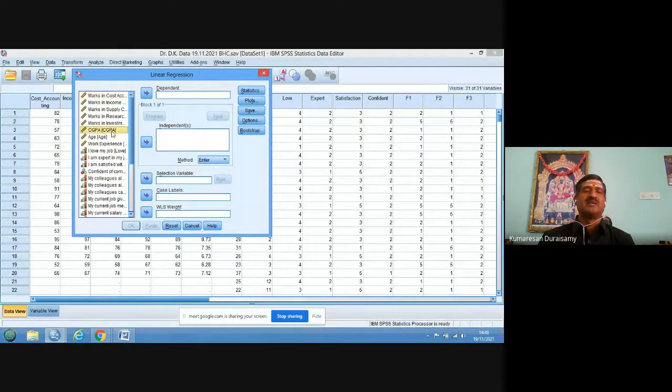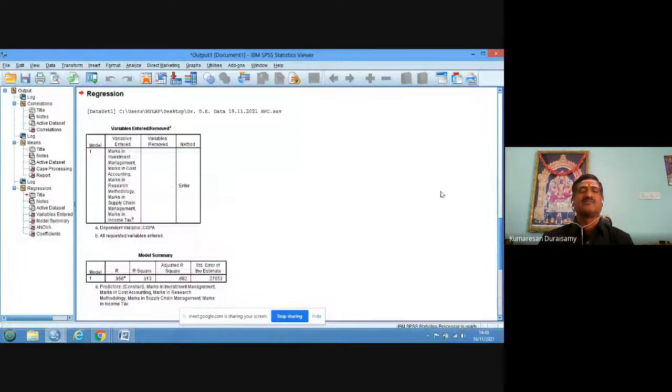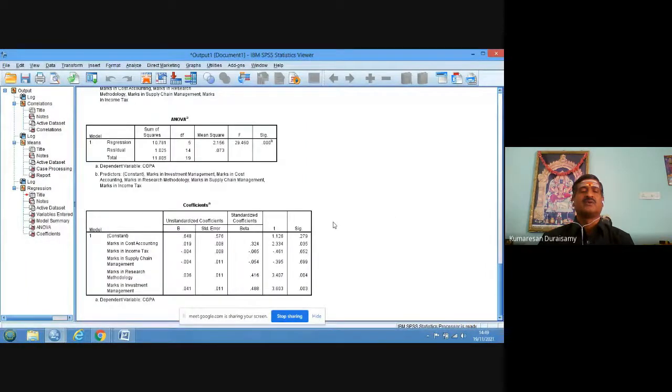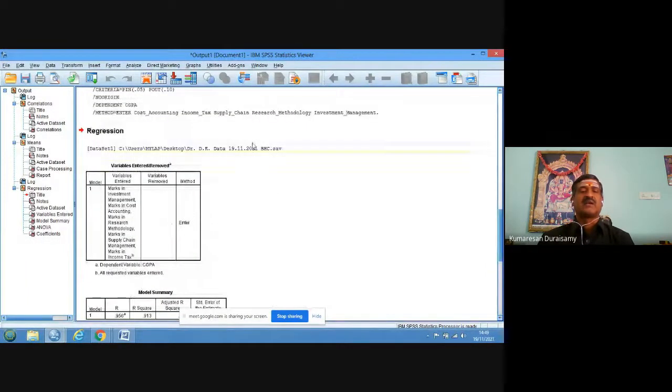One dependent variable. Which is the dependent variable here? CGPA. Number of independent variables, marks. We have taken the marks. Now we'll go to the analysis. Look at this. There are several methods of linear regression. One among them is the enter method.